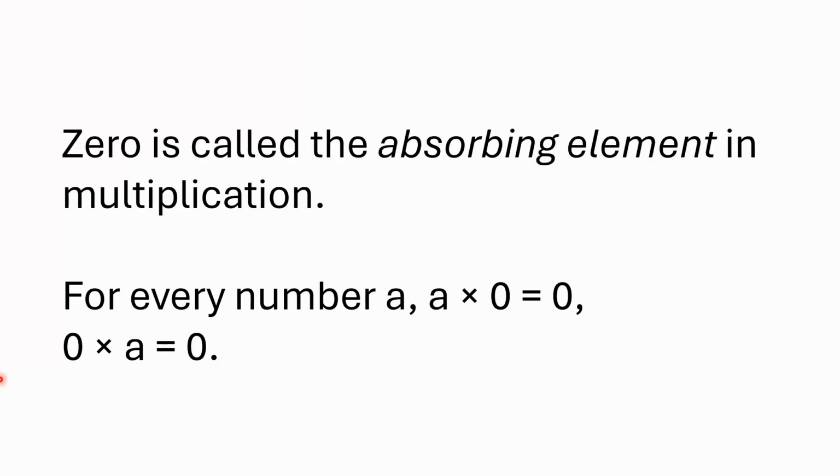0 is called the absorbing element in multiplication. Really, for any number a, a times 0 is 0, and 0 times a is 0.